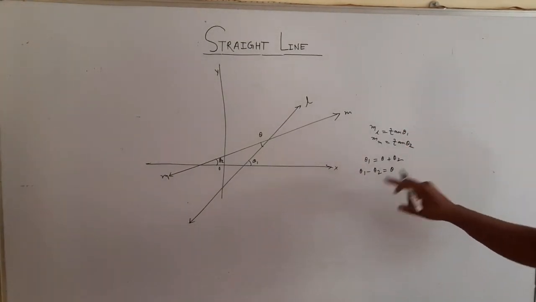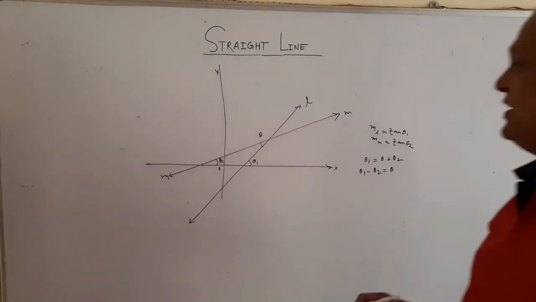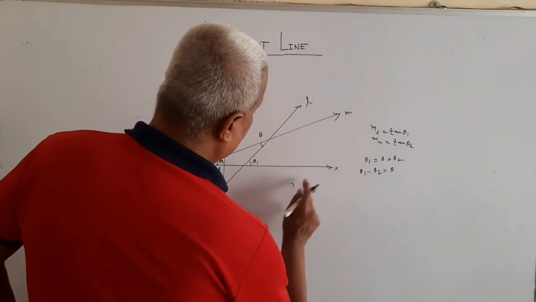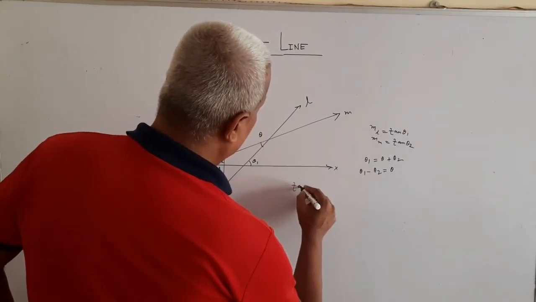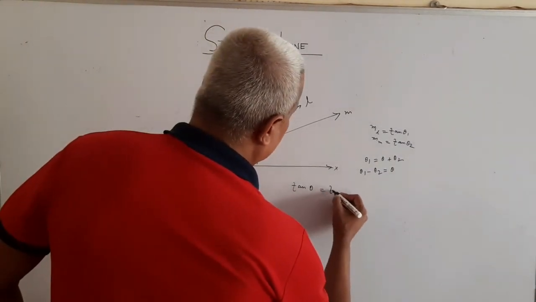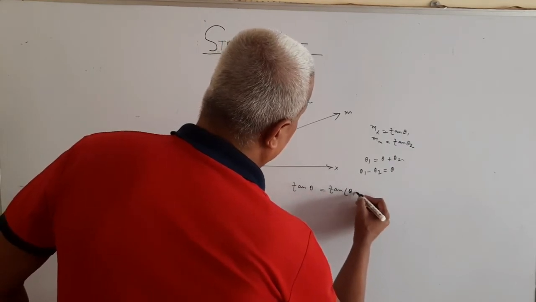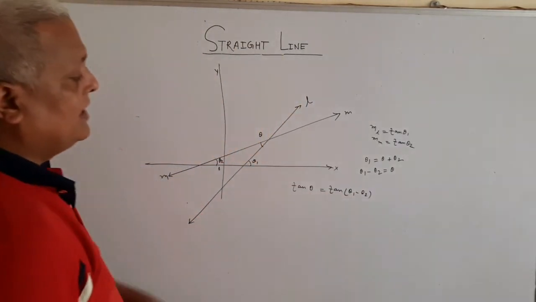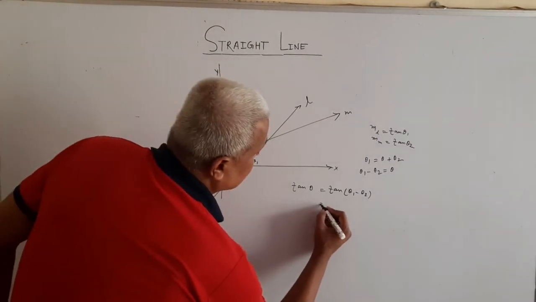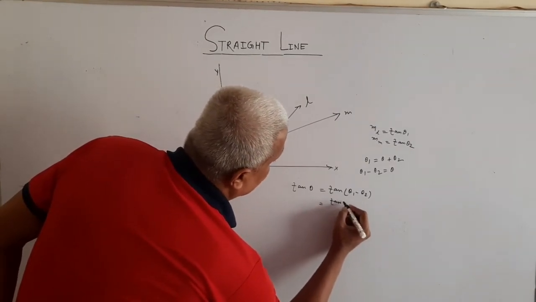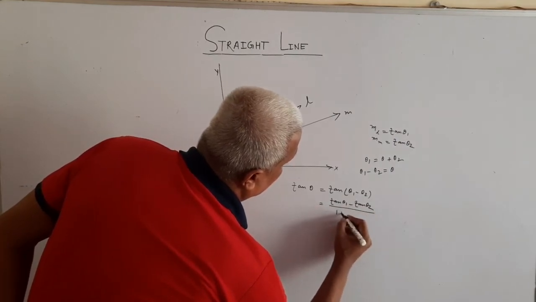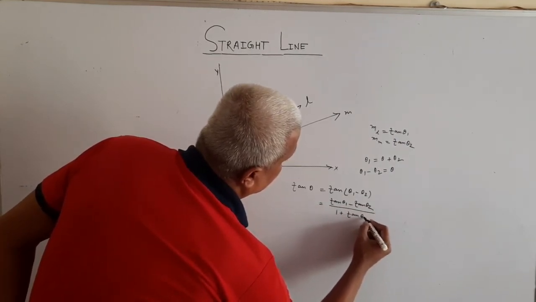But to find the angle theta, how can we find it? So we use tan theta. We have to find tan of the angle theta. Now what is tan of angle theta? The tan theta is tan of theta 1 minus theta 2. Now you know that tan of A minus B is tan A minus tan B upon 1 plus tan A tan B.